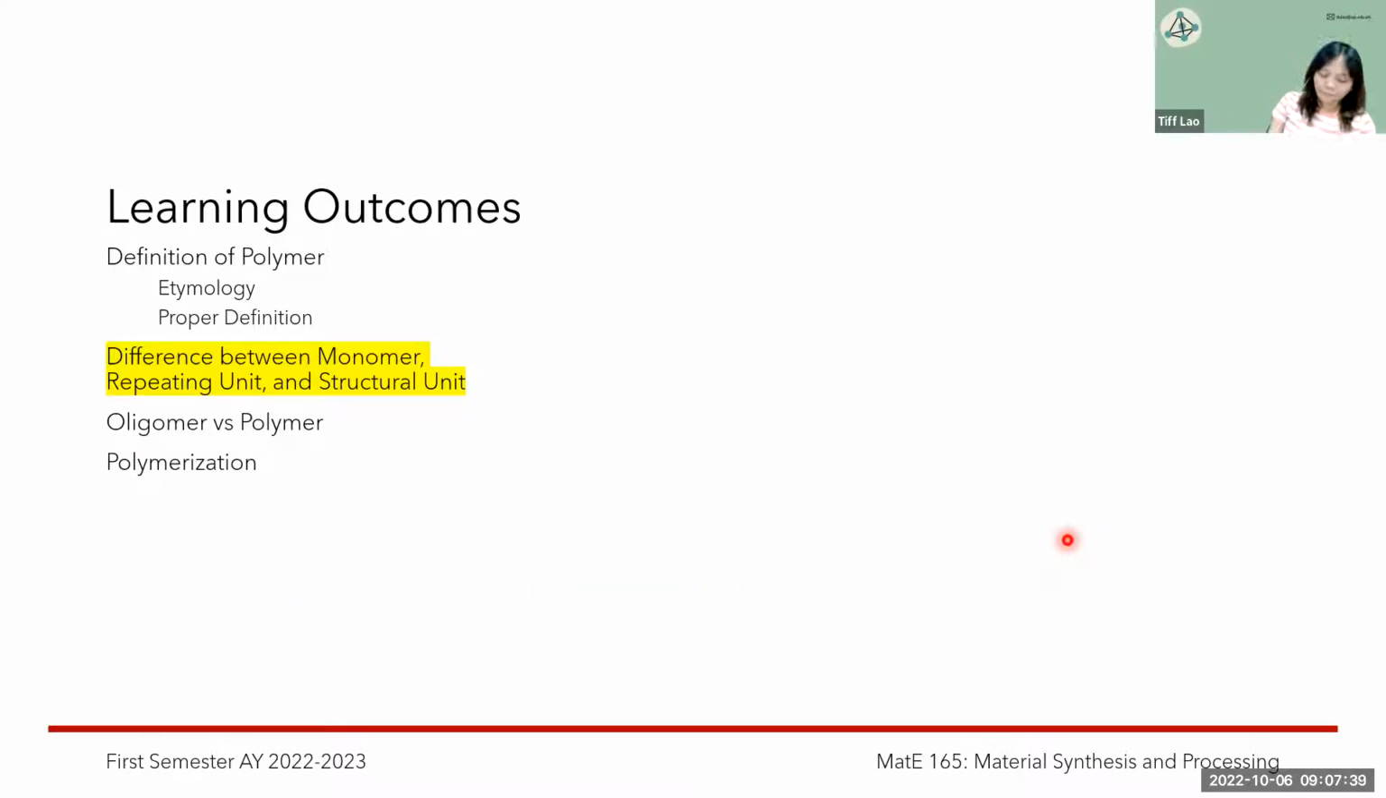So now, di ba? Di ba, may repeating unit na, tapos yung repeating unit, inuulit-ulit mo lang siya, kina-copy and paste, para makabuo ng polymer. Pero, there are times na yung pagka-copy-paste mo ng repeating unit ay hindi enough para makabuo ng big molecule.